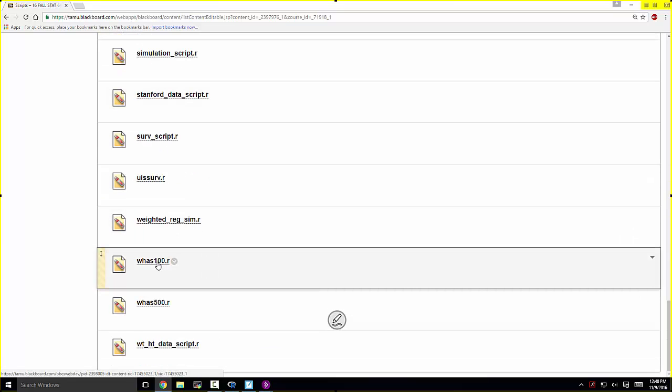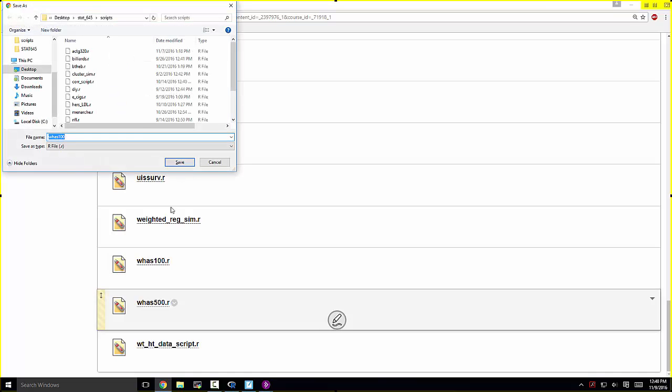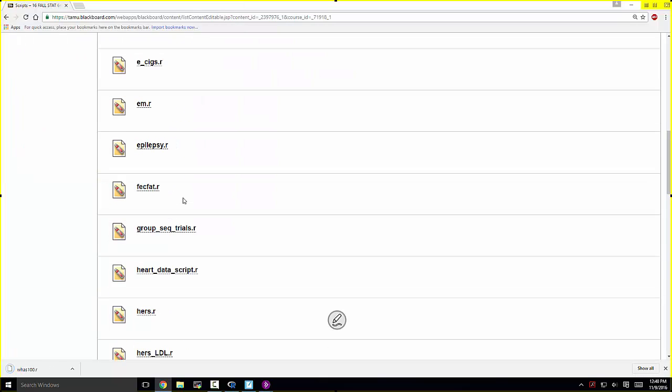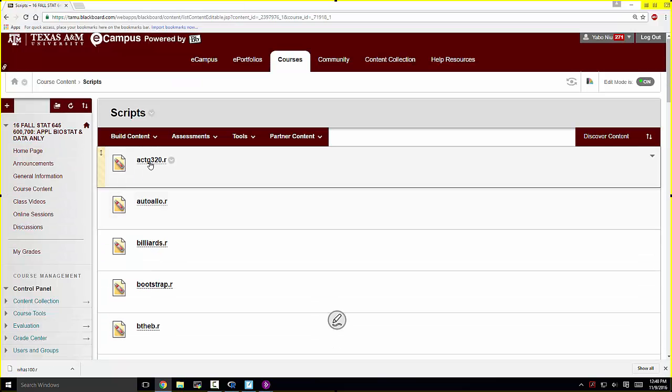I'm getting a couple of new scripts off of the eCampus repository. I'm getting WHAS100.R, and that's enough, I think, for today. We looked earlier, I think, already at the ACTG320 file, and we'll look at that one again, too.